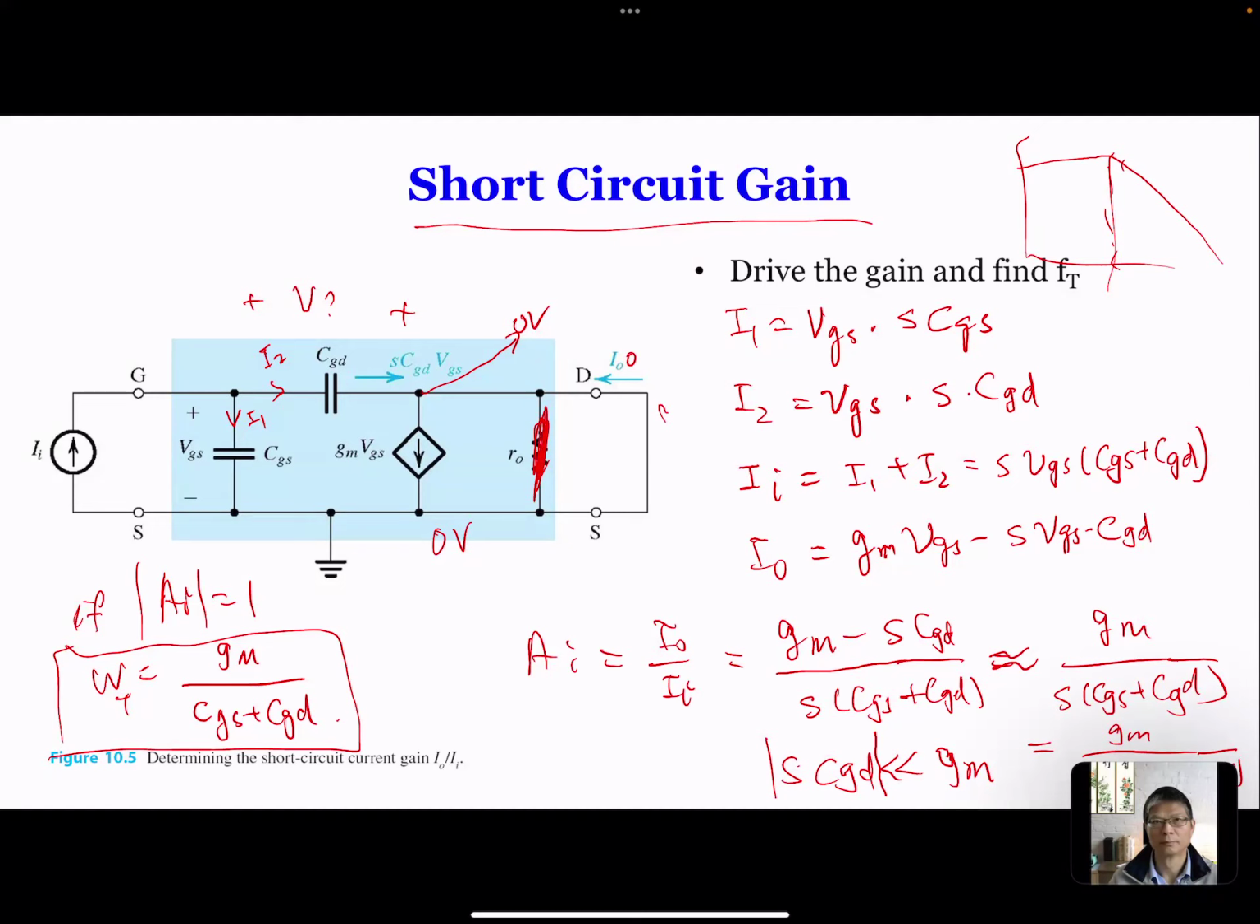This dominates what happens with the high frequency response. And we'll see this again later. So this is for the MOSFET.